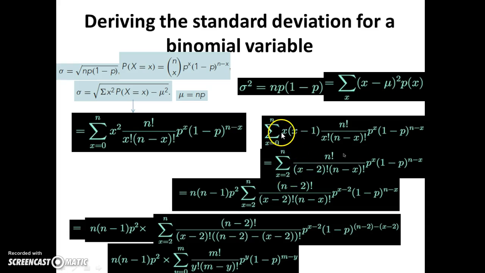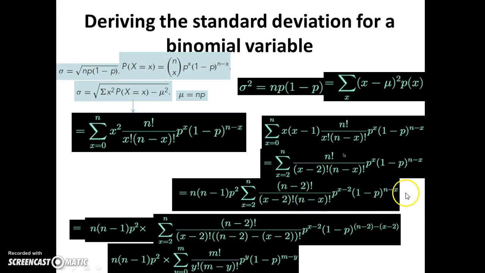But I also know that I can simplify. I can cancel x times (x minus 1) because there's an x factor in the denominator. So they cancel out with the x times (x minus 1) of this expression, and I only have x minus 2 factorial left here. So I get this expression. After I get this expression, what I do is I just take out n, because it has nothing to do with x. And I take out n times (n minus 1). I also take out p squared from here. So this is what I get, what I take out.